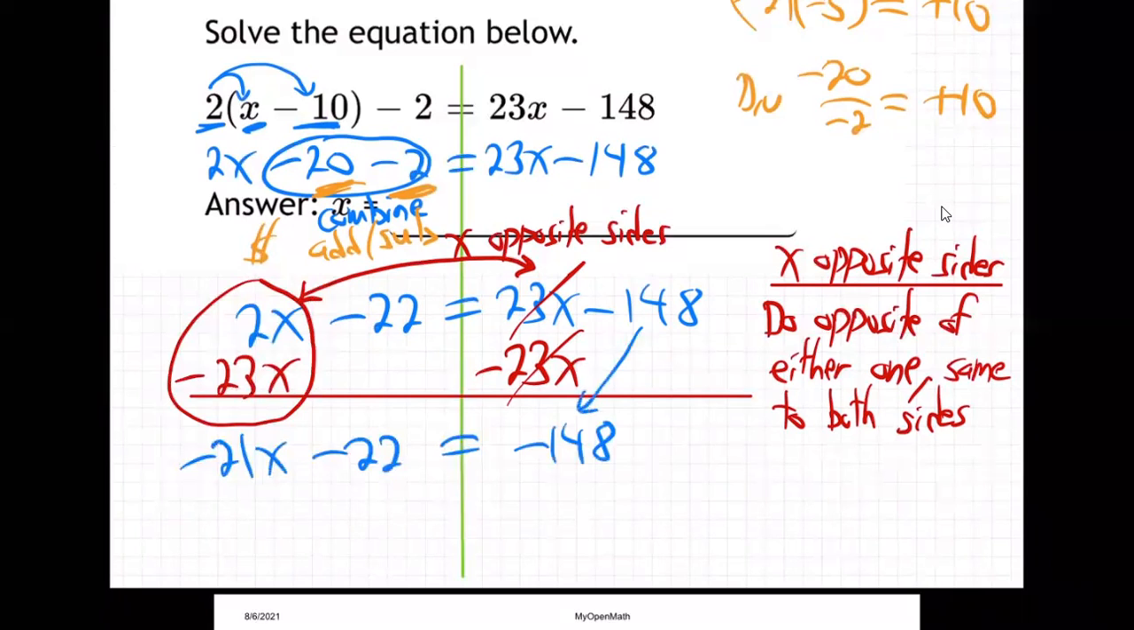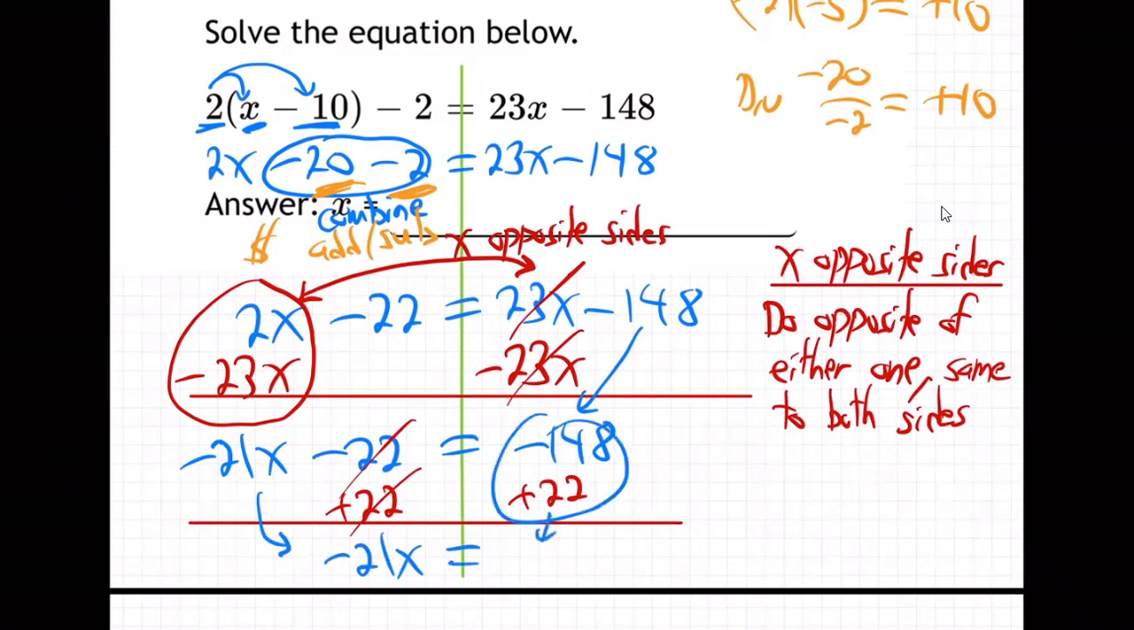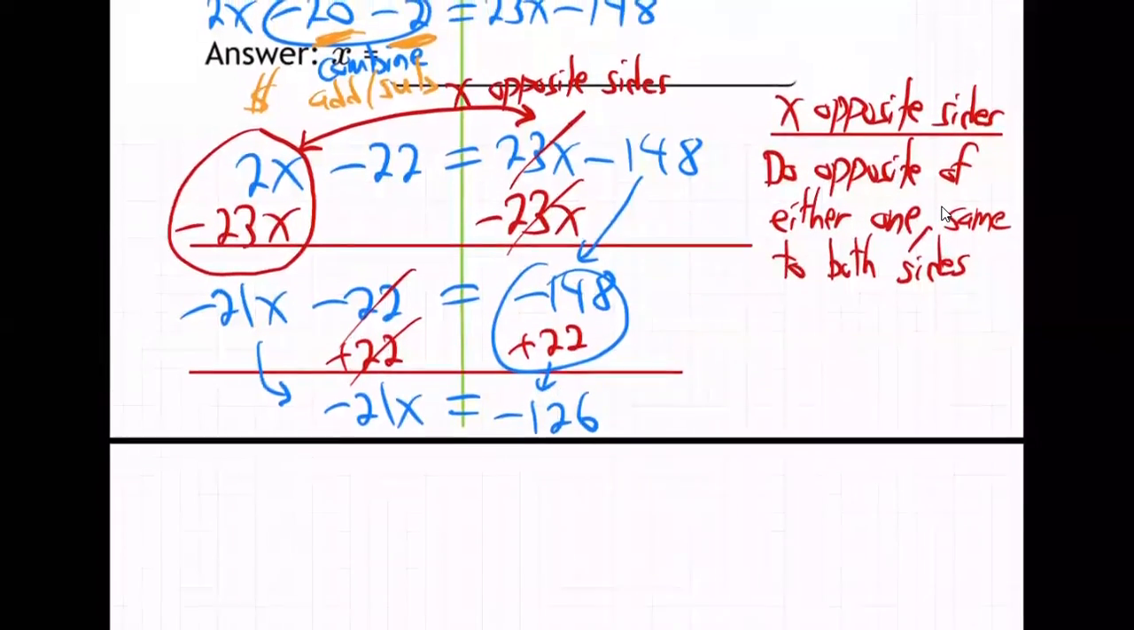Okay. Now back to business as usual. X is saying what he's always saying: I want to be alone. So we're going to get rid of this. Remember, we're always doing the opposite. Opposite, opposite, opposite. Get x alone. Always do the opposite. Those cancel. Bring this down. -21x equals. Do these on your calculator. It'll come out -126.